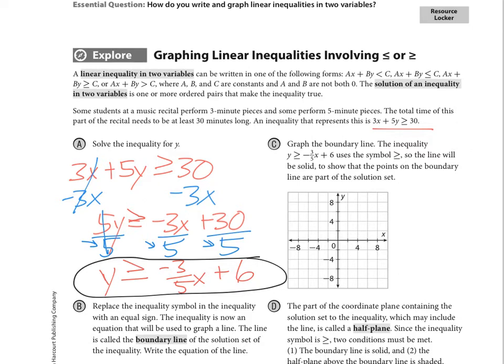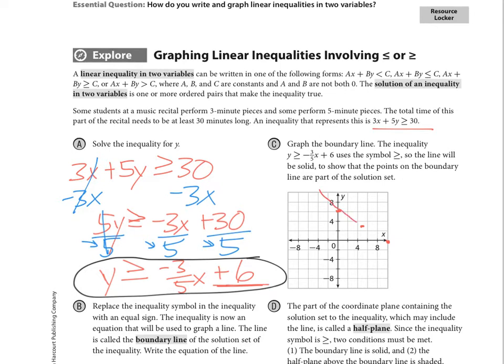Now what we do is we graph. This is our starting point, so we're going to go to 6 and put our point. And then we are going to use our slope. This means we are going to go down 3 and to the right 5. So 2, 4, and then 5 would put us right here. I'm going to put a point right here, and then I could do it again and go down 3 and then to the right 5. And then I'm going to draw my line.